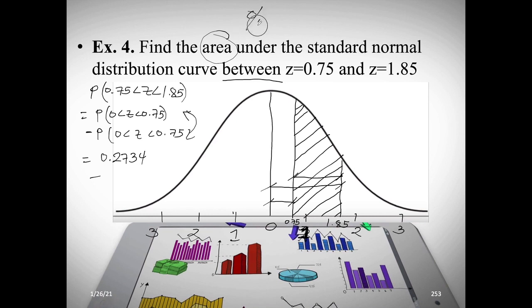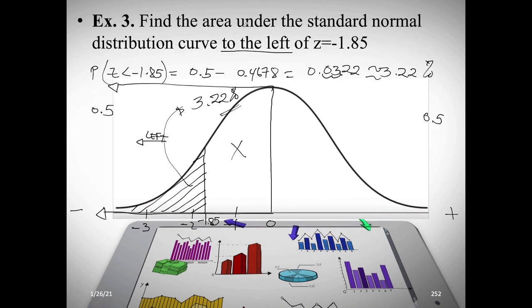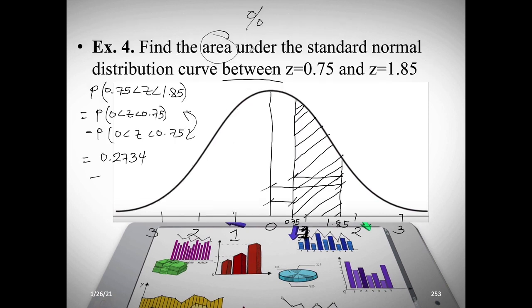When we say area percentage, or whatever unit you are using, in our case, since this is a distribution, we are talking about percentage, and there's no such thing as negative percentage. That's why you take the absolute value. So, the value of 1.85, the same as earlier in example 3, is 0.4678.